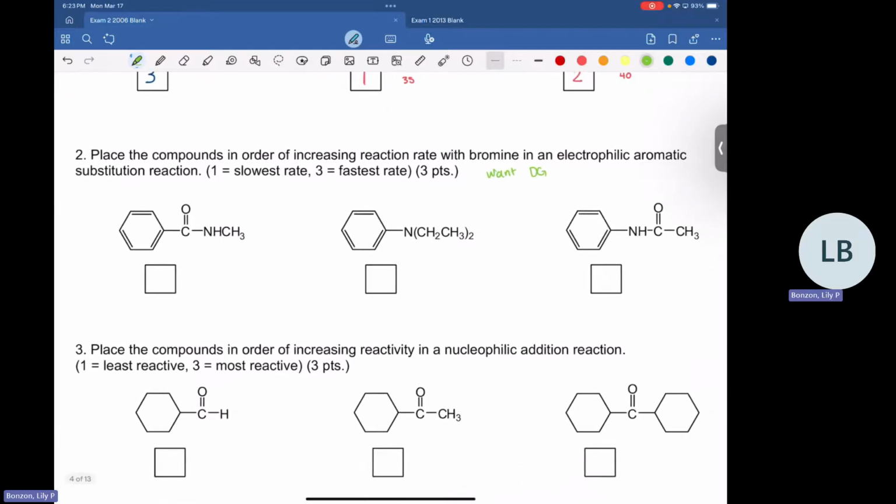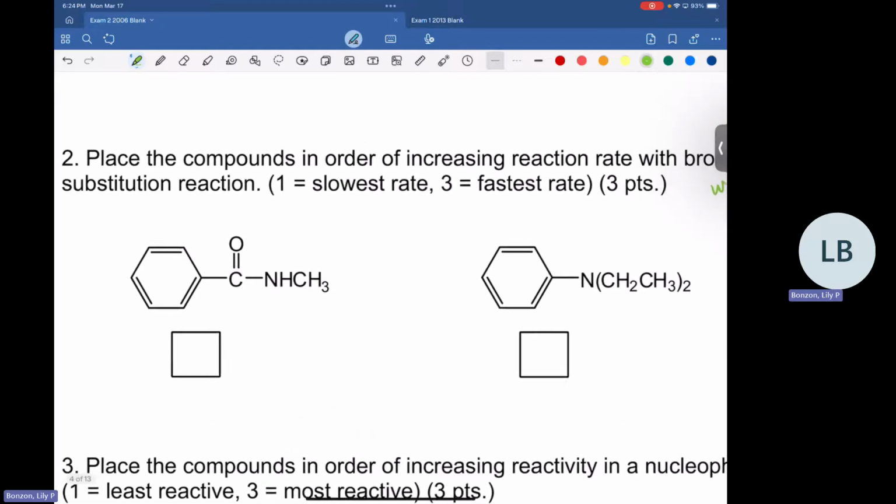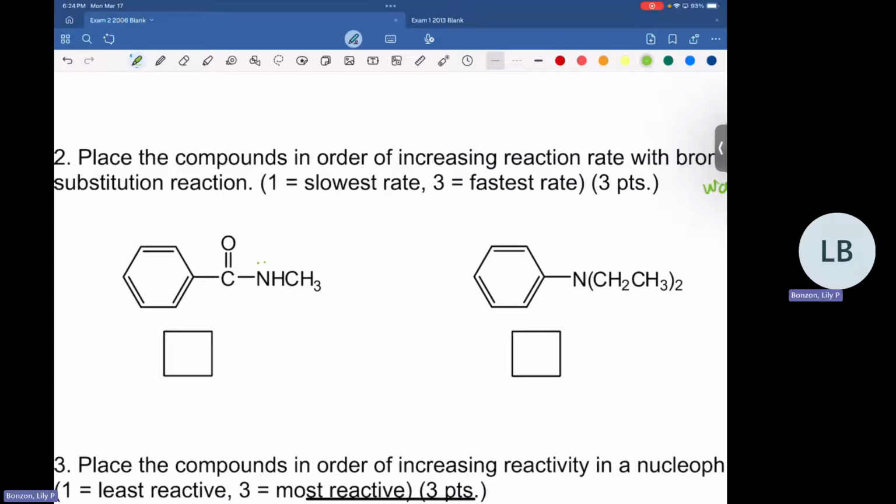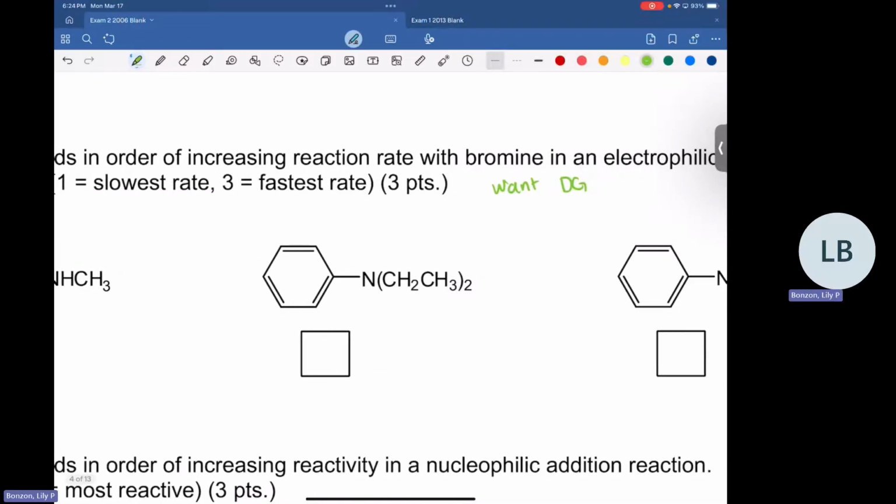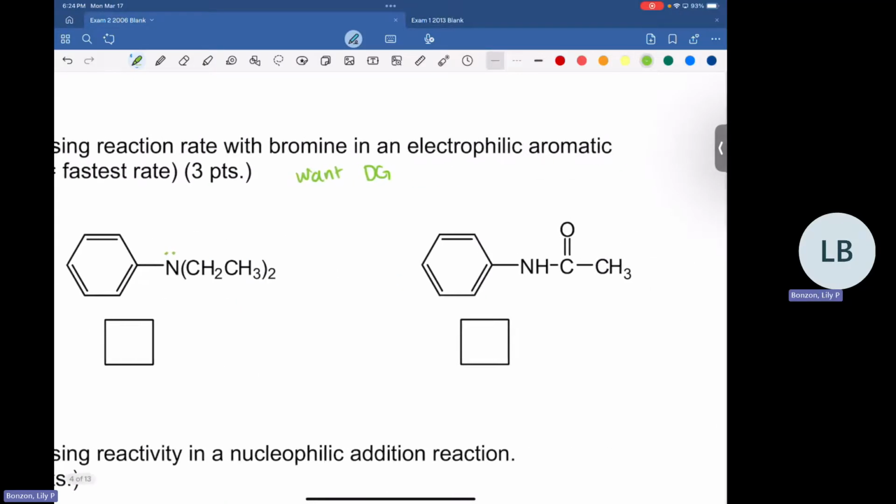So I would suggest going back to chapter 17. I think there should be a chart of the increasing donating and deactivating and all that stuff. So I recommend looking at that and familiarizing yourself with it. But we can go ahead and take a look at these. So on the left, we have what's called an amide. It's kind of like an ester, except the single bonded oxygen is a single bonded nitrogen instead. In the middle, we have an amine, which is just a nitrogen with some R groups. And then on the right, we also have another amide.